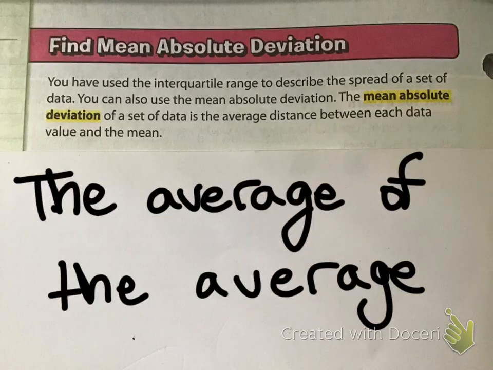So you have used the interquartile range, the IQR, to describe the spread of a set of data. You can also use the mean absolute deviation. The mean absolute deviation of a set of data is the average distance between each data point and the mean. So literally, it is the average of the average. It is trying to make it as average as possible.